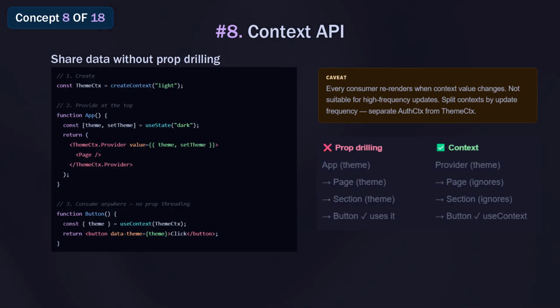Context is the right tool for genuinely global, low-frequency data: the current user, the active theme, the user's locale settings. Things that many components need to read but that don't change on every user interaction. The important caveat: every component that consumes the context will re-render when its value changes. This is why context is a poor fit for frequently updated state. You trigger re-renders across the entire consumer tree on every update. For that, reach for a dedicated state management library.